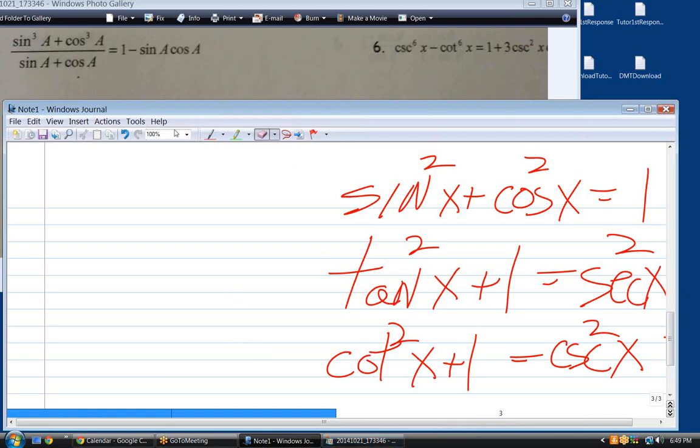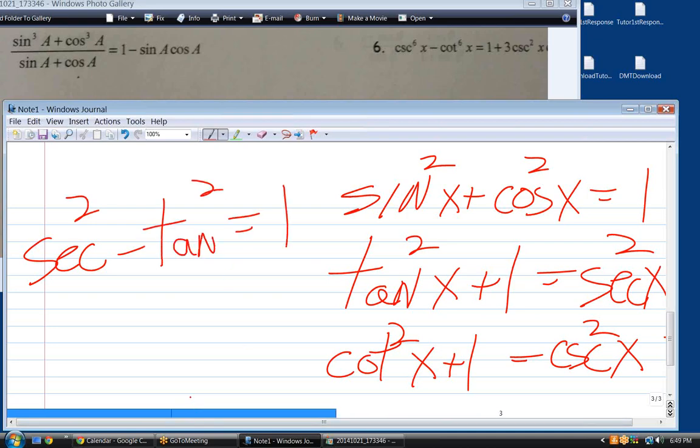So once again, what is secant squared minus tan squared equal to? Positive 1. Yeah. And cosecant squared minus cotangent squared is also equal to 1.